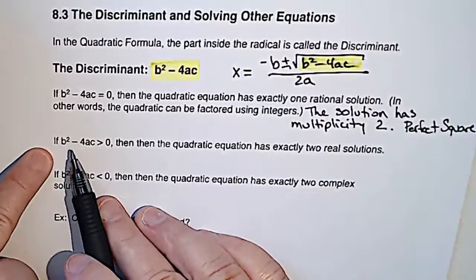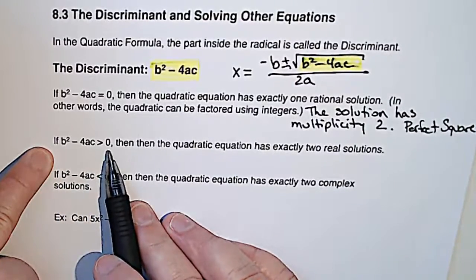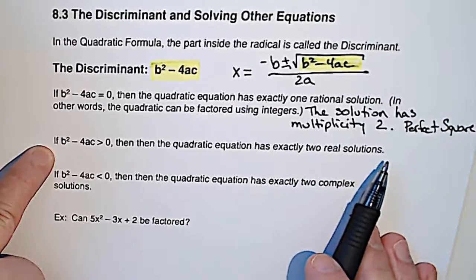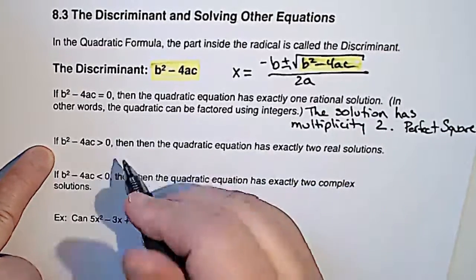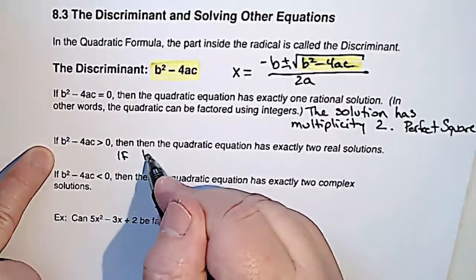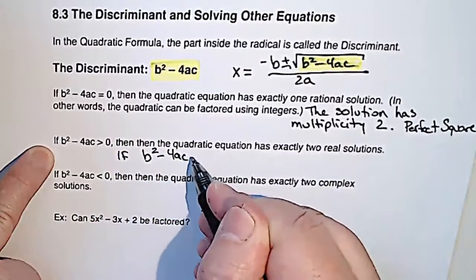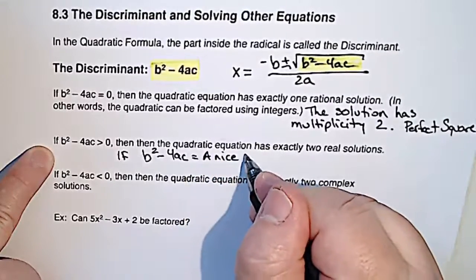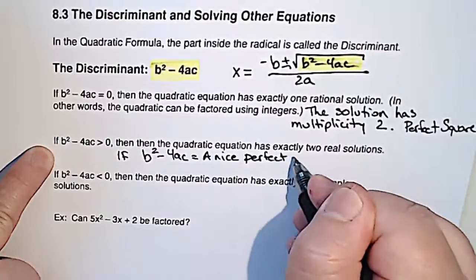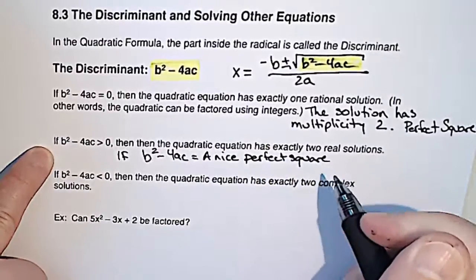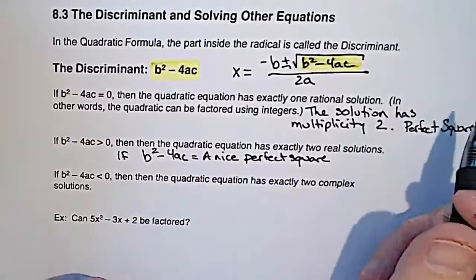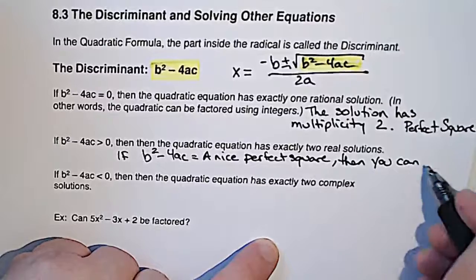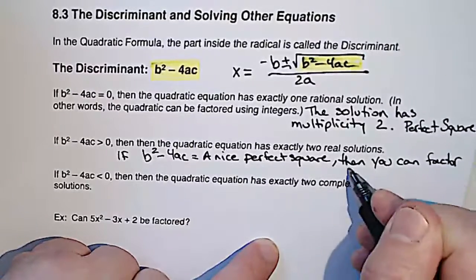If b squared minus 4ac is greater than 0, then the quadratic equation has exactly two real solutions. It might be nice if b squared minus 4ac equals a nice perfect square, like 4 or 16 or 24, then you can factor the quadratic.